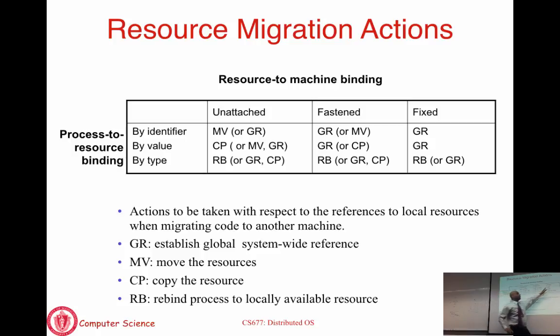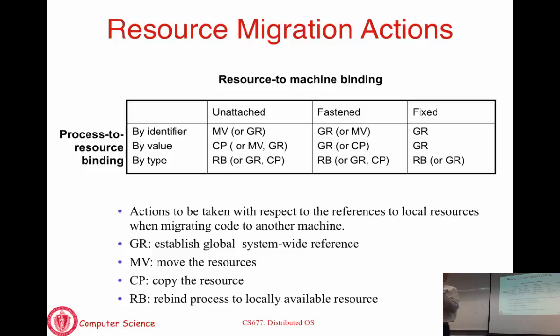This column says it's a fixed resource; it cannot be moved at all. The main option for you is to provide remote access. So you will see that GR essentially is an option in this column. There are other things also, but the main option is providing remote access. Here it's cheap to move it, so it doesn't matter. And if you now look at the rows, if it's by type, which means it's loose binding.